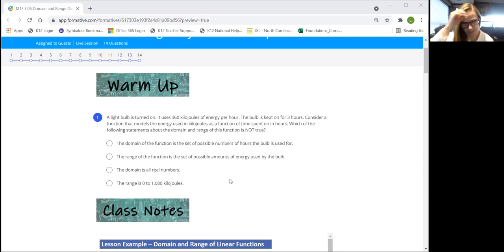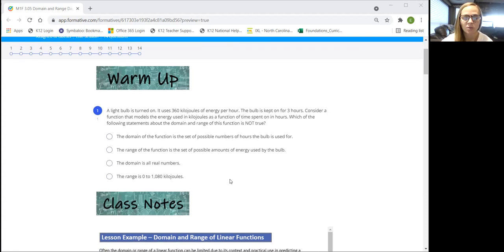Okay, so the first one says the domain is the set of all the hours the bulb is used for. That's your domain because that'd be your independent variable. Remember, time can always be independent. The range of the function is the set of all possible amounts of energy used by the bulb. That's true. That's what we're trying to compare it to. That's what it depends on.